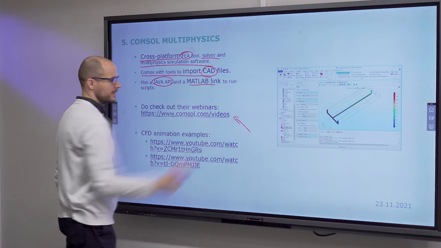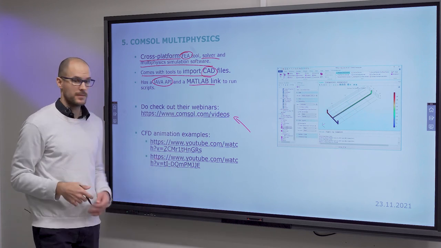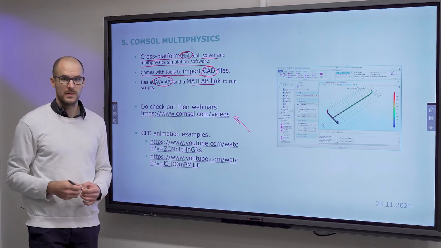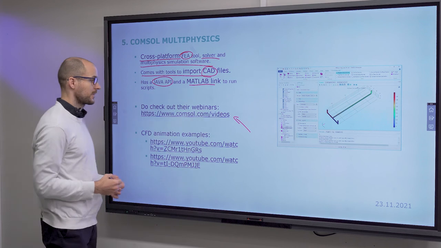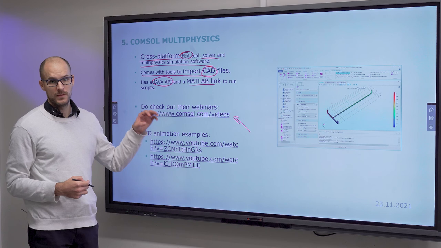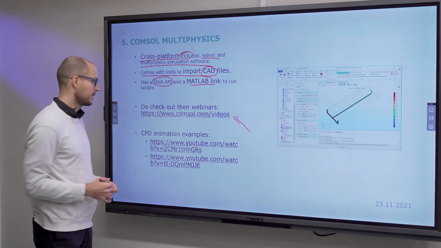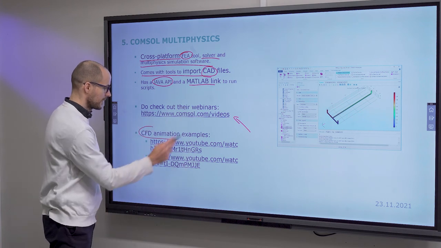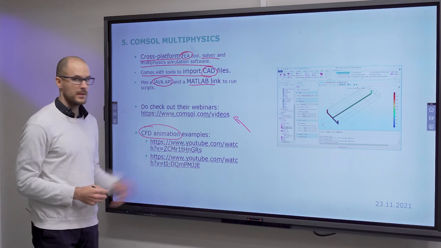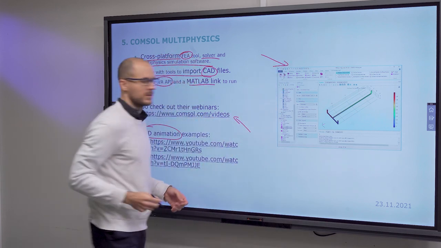And the good thing about COMSOL is the community, that they have some quite nice support on forums and through webinars. If you want to get started, I recommend checking out their webinars and also the tutorials and the help files. They are quite informative. And you can look at some animation examples for CFD simulations on these links to see how it looks in action. So this is COMSOL Multiphysics, what you will work with in the lab.